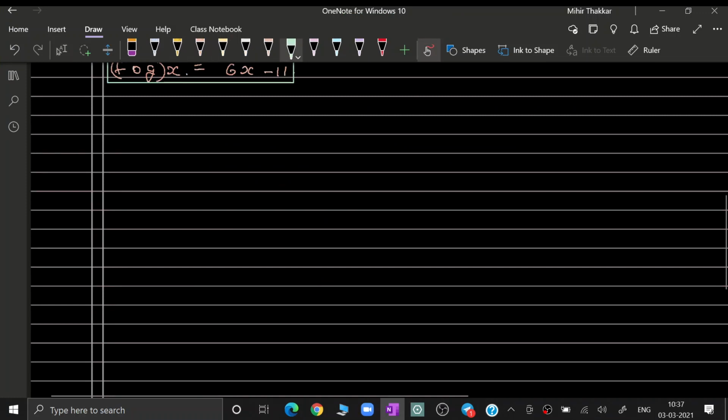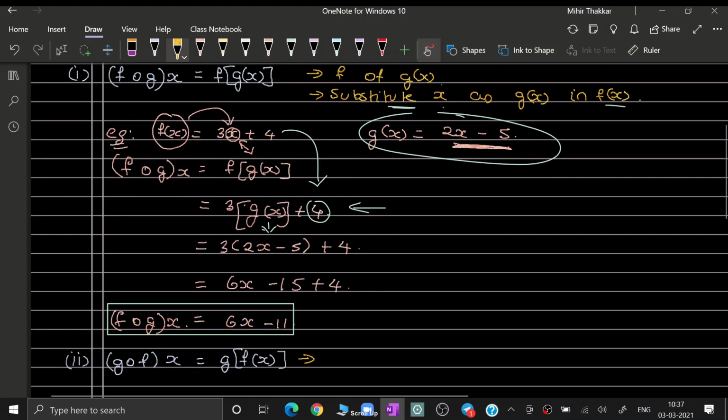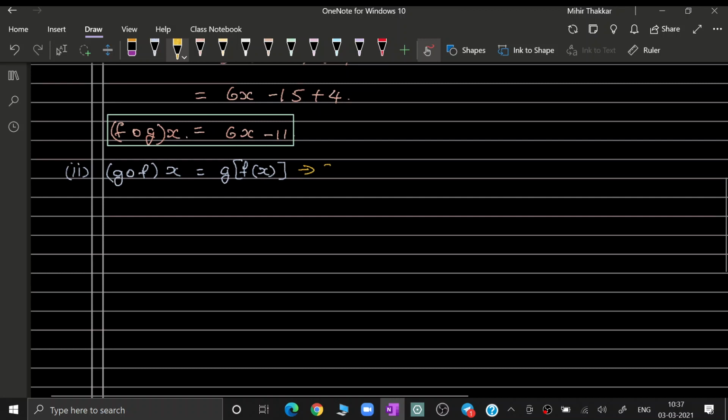Second one that we have is g of fx. So what does this g of fx mean? It is just the reverse or opposite of what we did in the first case. What did we do over here? We substituted x as gx in fx. Here you have to substitute x as fx in the gx function. So simple.